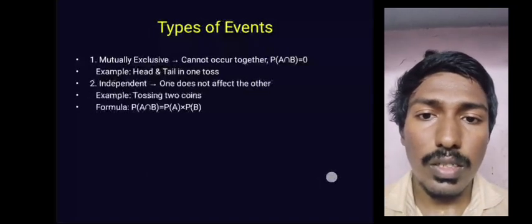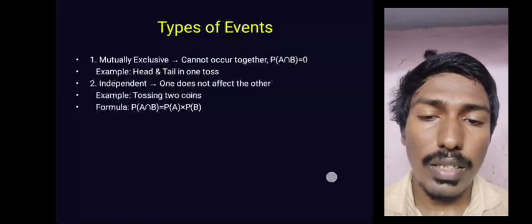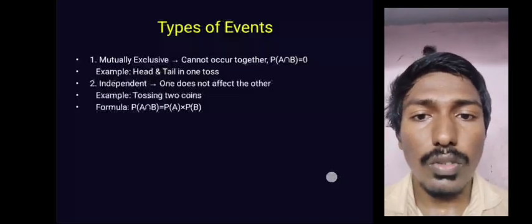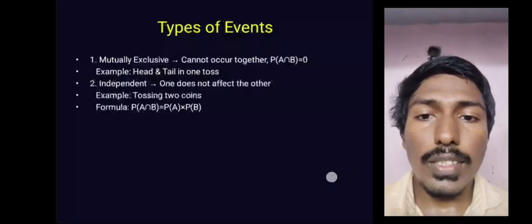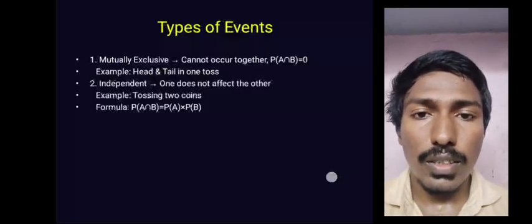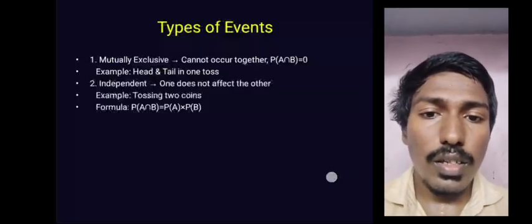For example, tossing two coins. Here P of A intersection B is P of A times P of B. So if you toss two coins, they are independent events. That's it, events are completed.